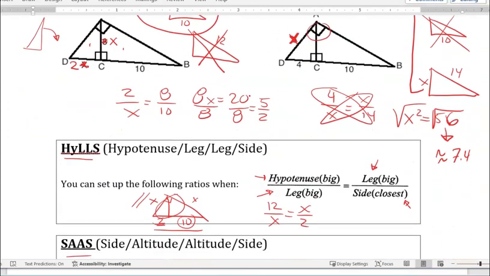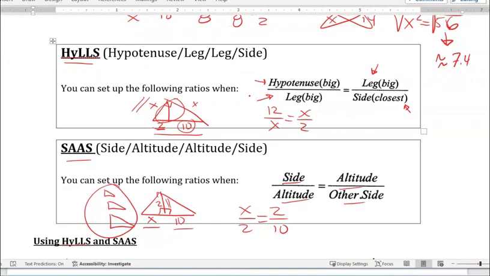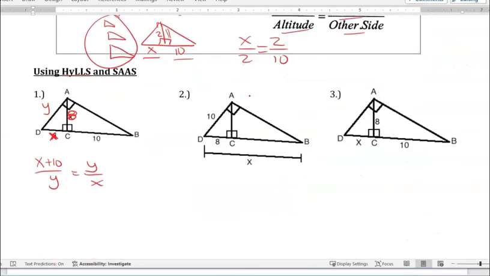If you are a type like me that just likes a streamlined way after understanding how to do it, we have Hills and SAS. Hills is used when you do not have the altitude as part of the problem. SAS is used when you do have the altitude as part of the problem. There you go. That's the lesson.